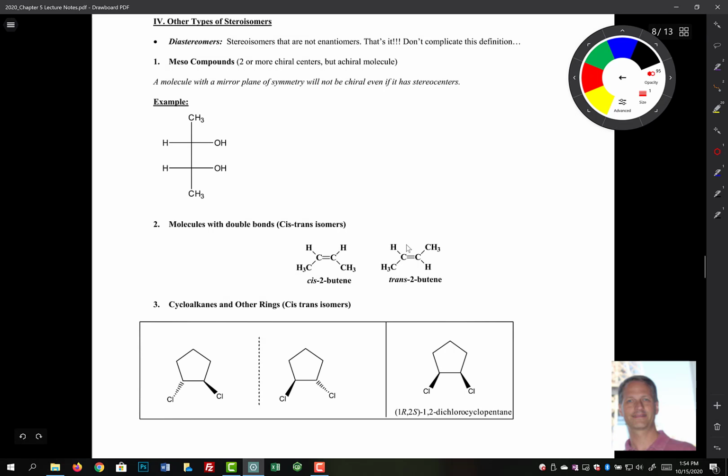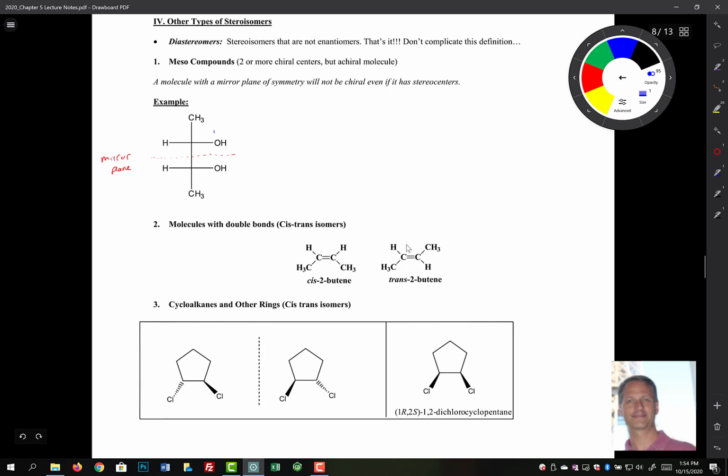So right down the middle of this molecule here, this is a Fischer projection, this is a mirror plane. So we expect this molecule to be achiral. However, it does have two stereocenters. All right, let's think about what those stereocenters are.